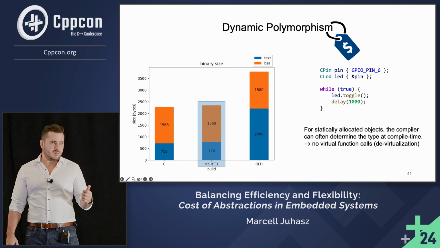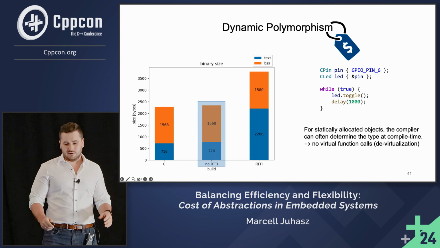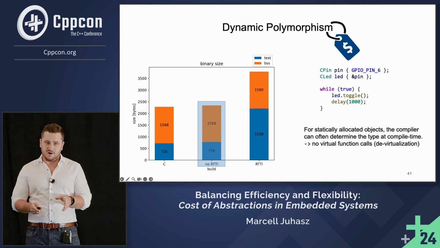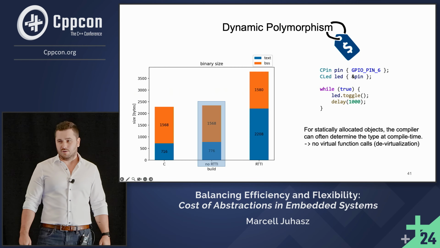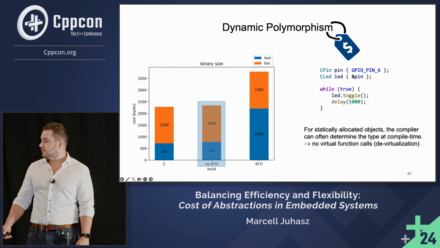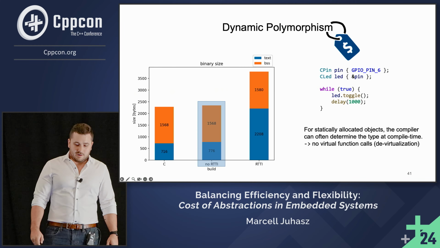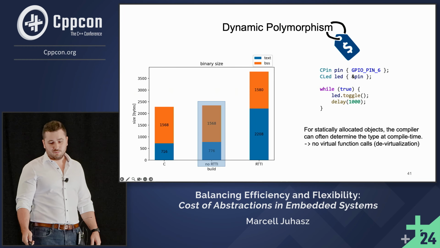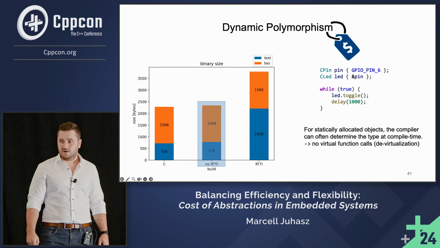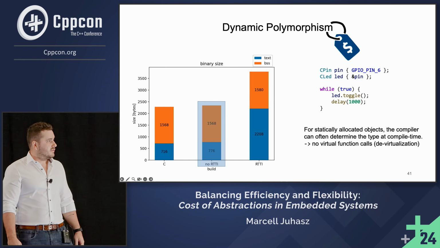So you can also see in this code, but to summarize it briefly, devirtualization is the process when the compiler can decide statically at compile time which function it should be calling, so that it can produce a direct call to that function rather than a virtual function call. So in this case, also presented in this code snippet, both the CPIN and the CLED classes are statically allocated, so the compiler can do this optimization.